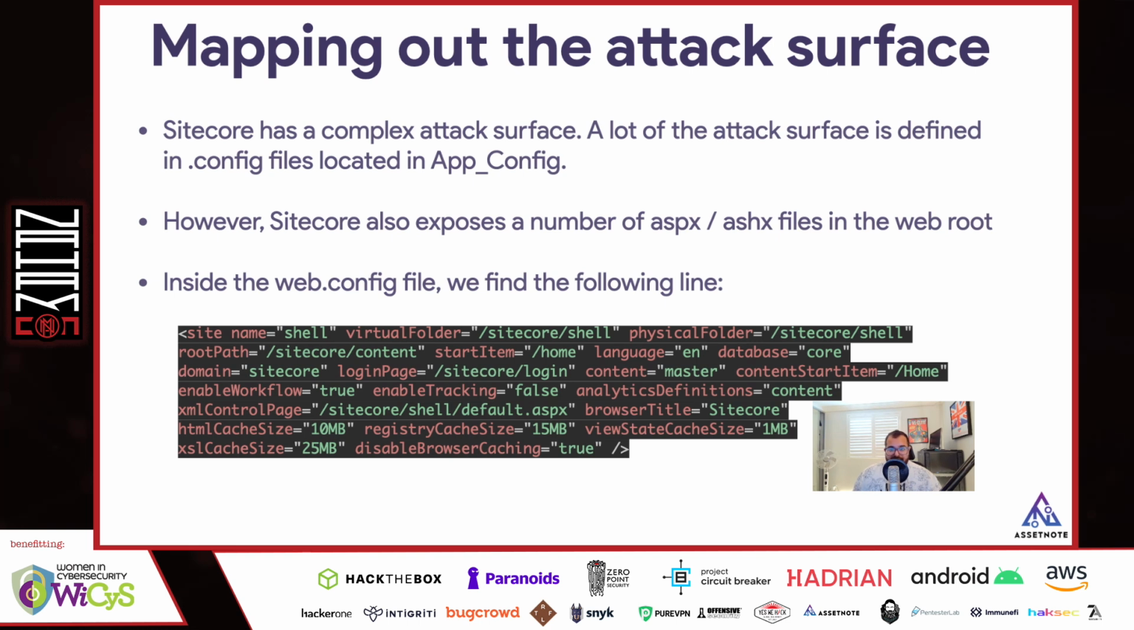Again, we have to map out the attack surface like we do with any enterprise software. Sitecore is complex. It has a lot of attack surface. A lot of this attack surface is defined in the config files located in the app_config folder. But Sitecore also has a lot of ASPX and ASHX files in the web root as well. And inside the web.config file, we find the following line, which essentially says that this virtual folder is being mapped in the web.config file, and anything within this virtual folder can be executed.